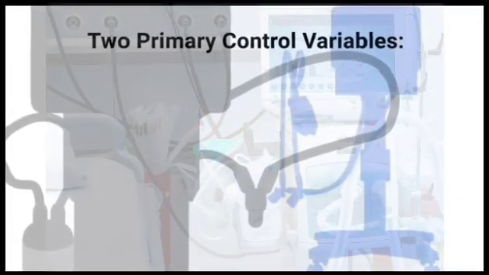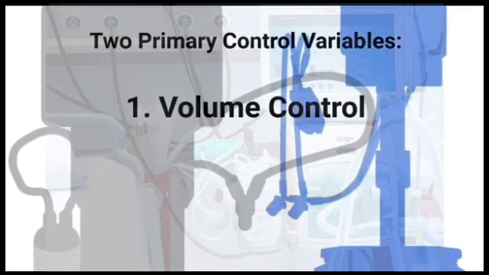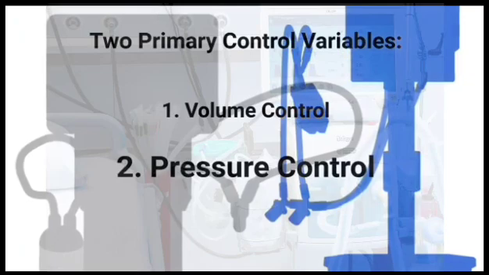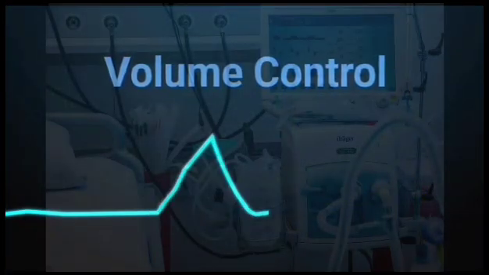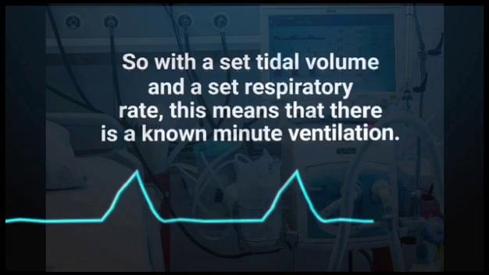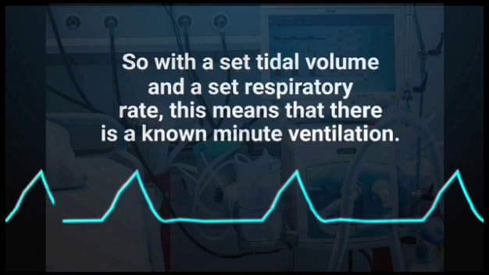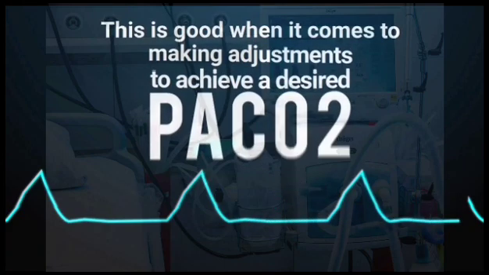When selecting a ventilator mode, there are two primary control variables, and they are volume control and pressure control. Volume control means that you can set or control the patient's tidal volume. So with a set tidal volume and a set respiratory rate, this means that there is a known minute ventilation. This is good when it comes to making adjustments to achieve a desired PaCO2.